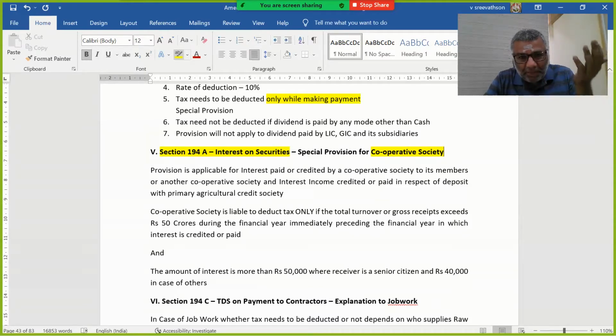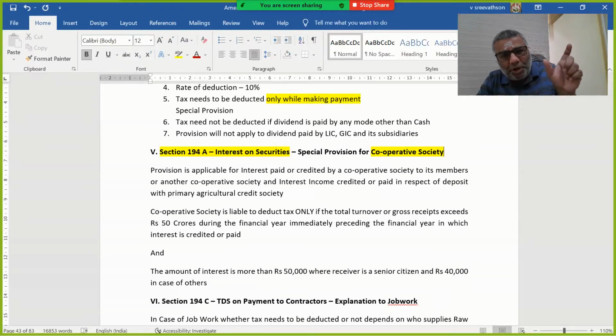But the interest paid to its members is coming under the taxation net. A cooperative society is liable to deduct tax only if the turnover or gross receipts exceed 50 crores during the financial year immediately preceding the financial year in which interest is credited or paid.